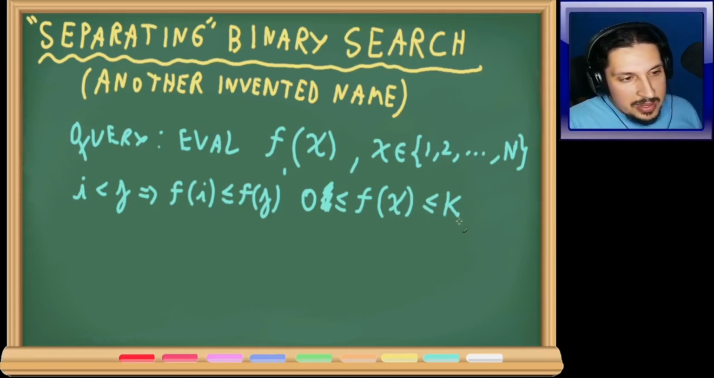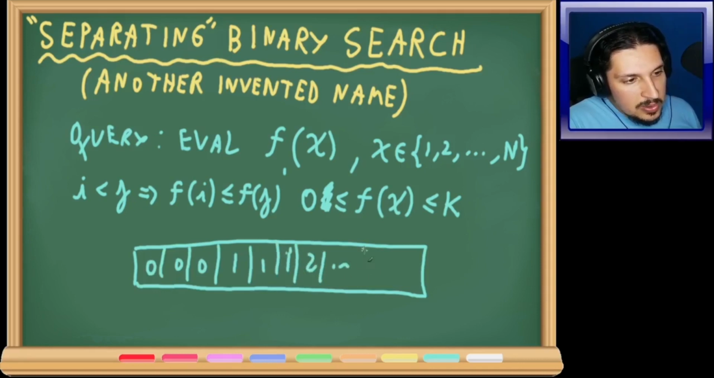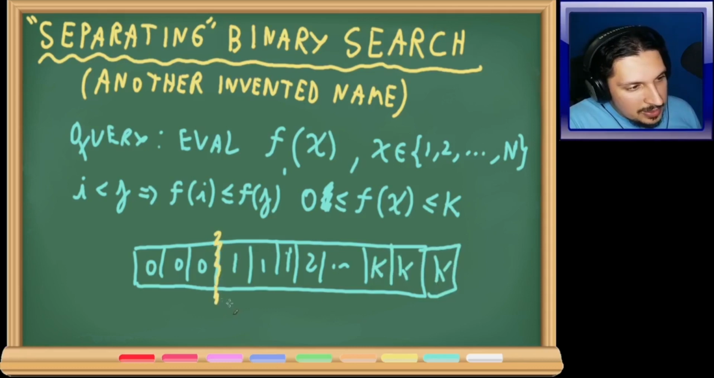So there are k cuts in the function, because if we write its values, it will start with zeros, then it will have ones, then twos, and so on, and when it has the first k, it will always be k, because k is the maximum possible value. So there is one cut here where it changes from 0 to 1. There is one cut here when it changes from 1 to 2, etc. And there will be one final cut where it changes from k minus 1 to k.